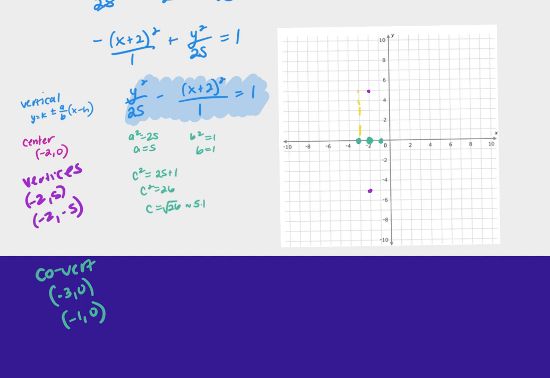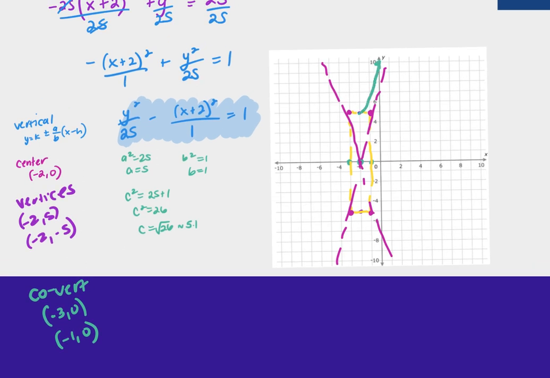I would draw the box. Find the corners. Draw your asymptotes. And then it's vertical, so this comes off the top and the bottom. And the foci are up and down about 5.1, so just past the curve.